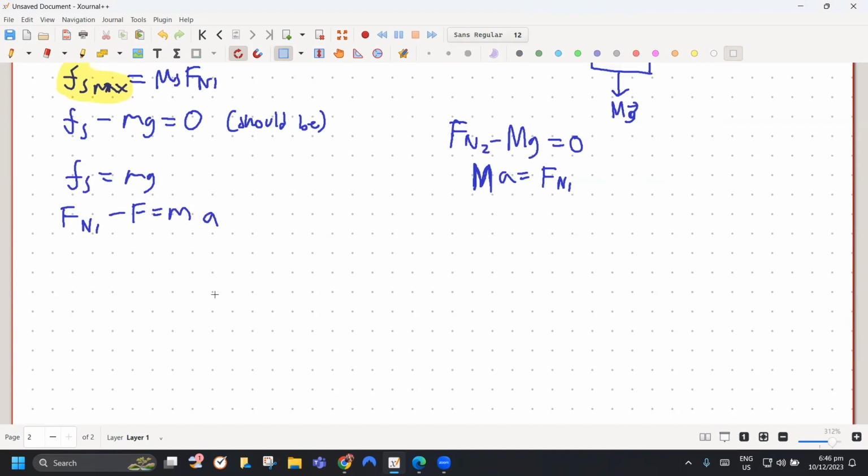Okay, ngayon dito, Fn2, yan yung normal force from the floor minus mg equals 0. Tapos, ma is equal to Fn1. Tama. So, dito, unknown yung acceleration, unknown yung static friction. Sorry, unknown yung acceleration. Yung parameter na adjustable dito is F applied.